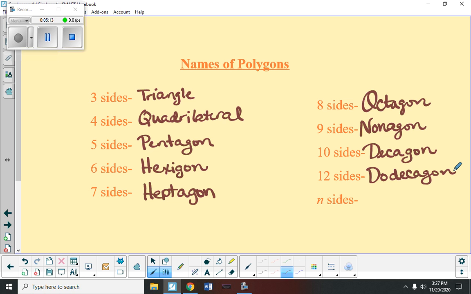And then anything else, you would say the number and then gon. So if it's 13 sides, it would be a 13-gon. If it's 11 sides, it would be an 11-gon. Okay. And if you study other books, there are more names, I think, than what our book gives, but we'll just go with that.